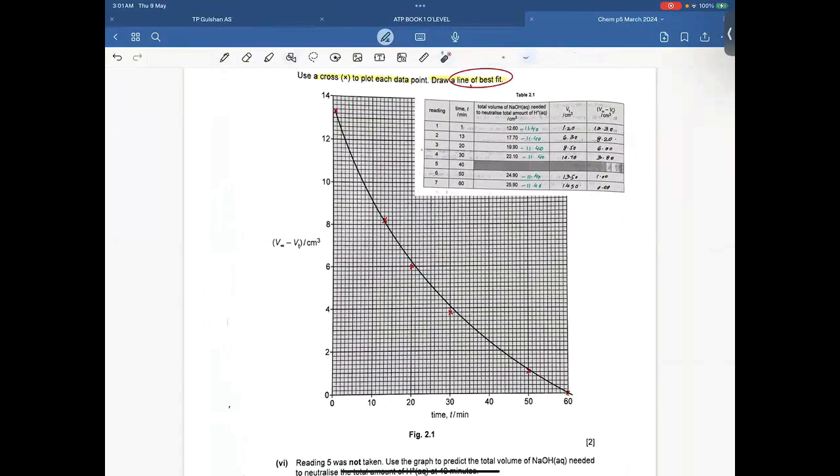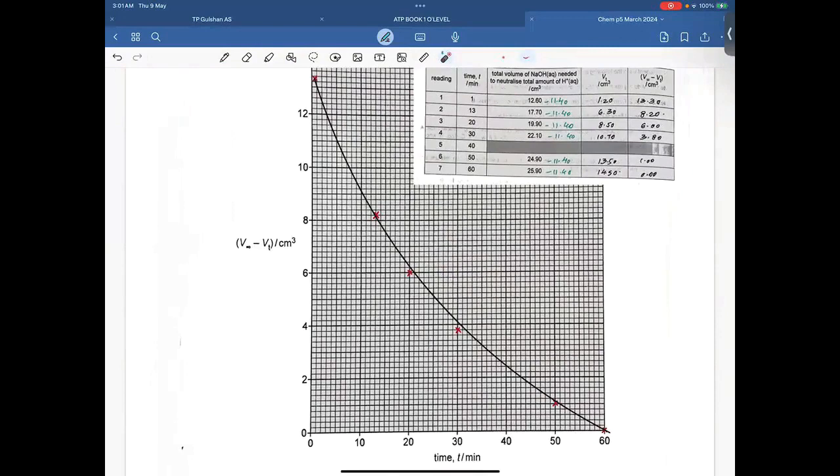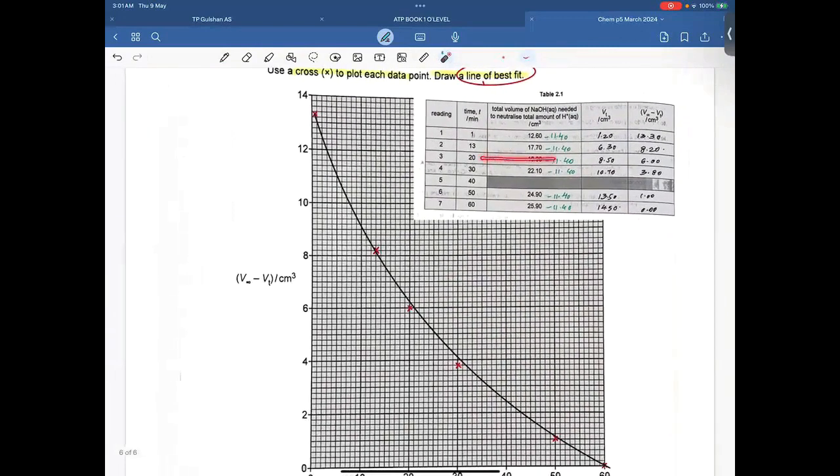And obviously these 2 points, this point is very close to this. Let me check this value. At 20 minutes, we have 6, right? So 4, 5, 6. Yeah, it's right. It's fine. At 30, we have 3.80. This is 3. This is 2, 4, 6, 8. Yeah, it's fine.